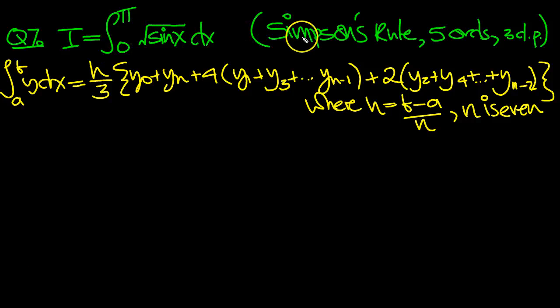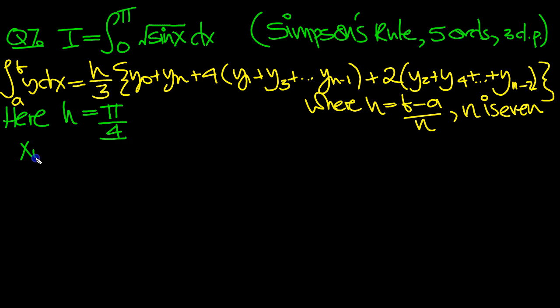Evaluate this integral using Simpson's Rule with 5 ordinates to 3 decimal places. So we're going to work with 5 decimal places to keep sufficient accuracy so that we can round our answer to 3 dp. So the first thing to do is to get h. So here h is equal to (b minus a) over n. Here's b, here's a, so it's pi minus 0, over the number of intervals. There's 5 ordinates, so there's 4 intervals, so it's pi over 4.